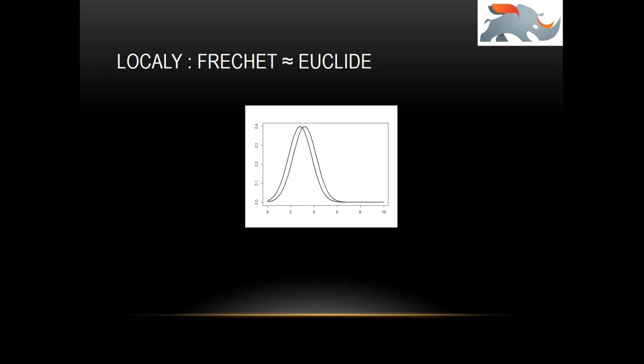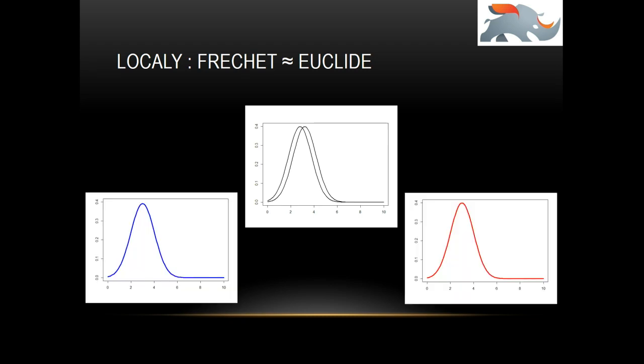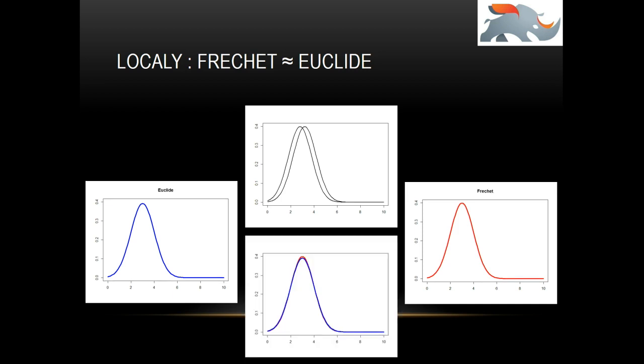But we notice that if the trajectories are very similar, Frechet or Euclid gives almost the same result. So on one side, I draw the Frechet mean, and on the other side, I draw the Euclidean mean. I never remember which one is which one. So the difference is very subtle.